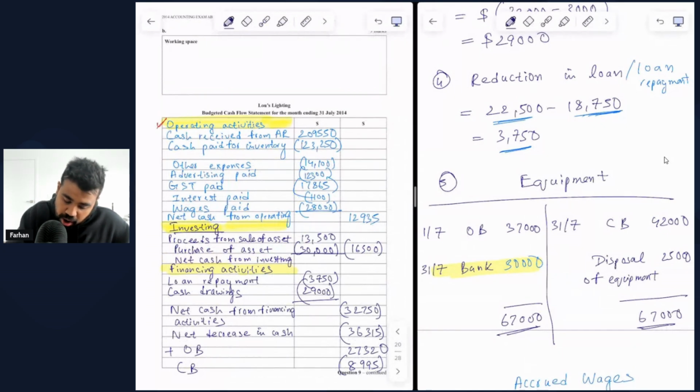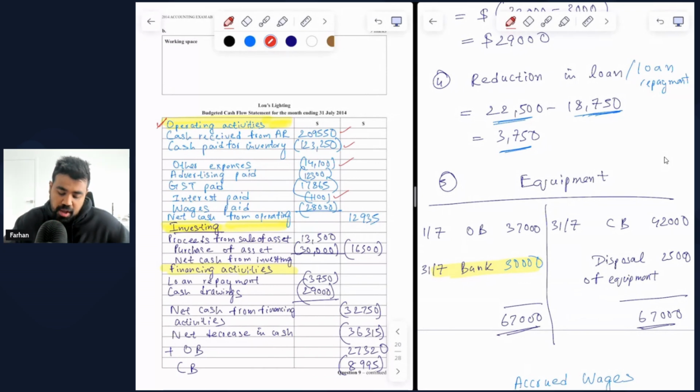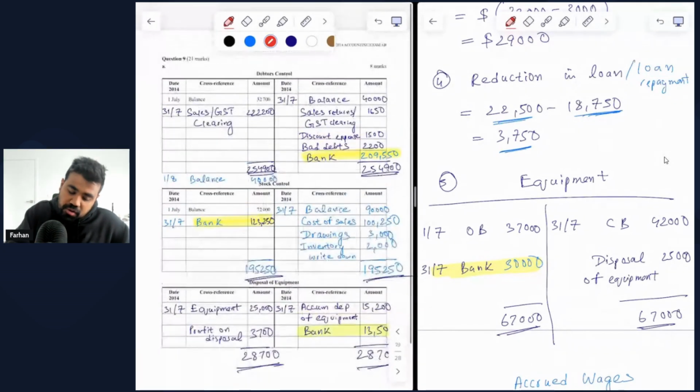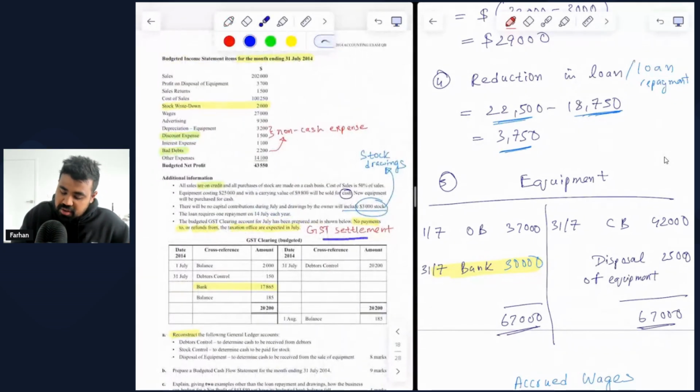So we have already understood this line, this line, this line, and this line. All right. So we are left with advertising paid, GST paid, and wages paid. So where did we get the amount for GST paid? Remember, I was just mentioning a while ago that GST settlement is not the same as GST paid. GST settlement is the net amount, but GST paid could be any time you purchase something or pay for an expense.